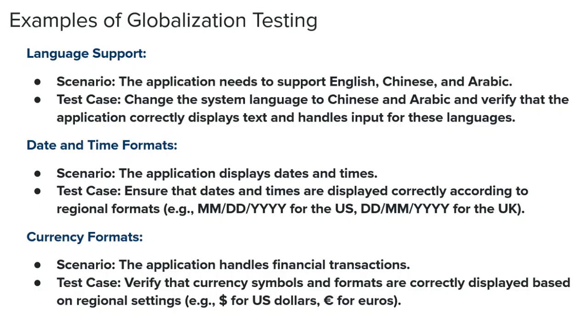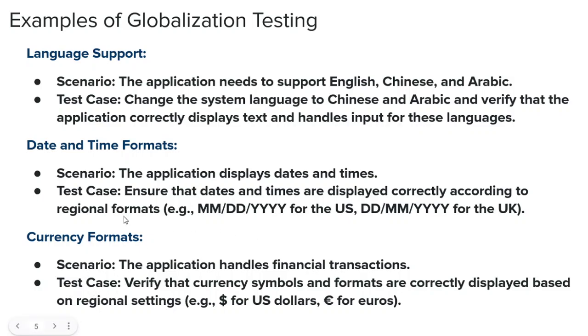Supporting different types of dates and formats. Now let's take an example. There is an application which displays dates and times. In a globalized product, we have to ensure that dates and times are displayed correctly according to the regional formats. For example, in the US, normally the MM/DD/YYYY format is followed. So that should be displayed correctly. And for the UK, the DD/MM/YY format is followed. So depending on the region, the date and time format should be correctly handled.